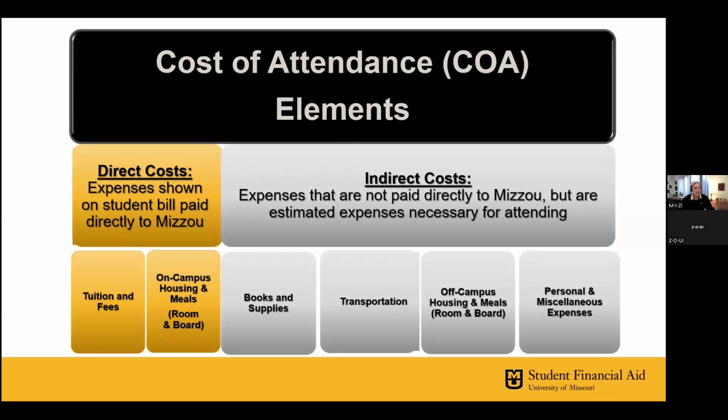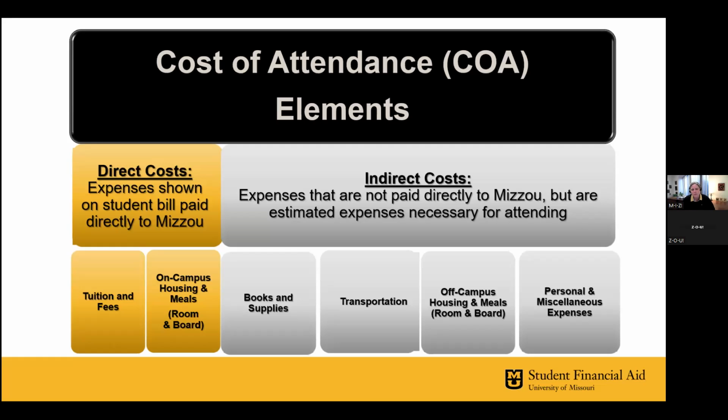So books and supplies, that's going to depend on what major you're in. That's going to depend on what the book cost is for that class. The supplies you might need are going to vary greatly by student. Transportation to and from home, that's not necessarily the same for every student. Some students are going to want to take more trips home than others. So again, that's a discretionary expense where families could potentially, or students could potentially save some money.